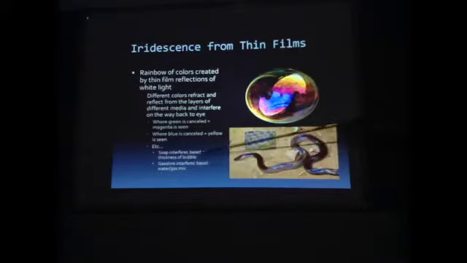So this happens in soap bubbles. It's because the light is reflecting off the top and the bottom. It happens in the snake's scales, because the scales are basically see-through. So part of the white light is reflecting from the top, and part of the white light is reflecting from the bottom, the inside layer. And they start interfering.